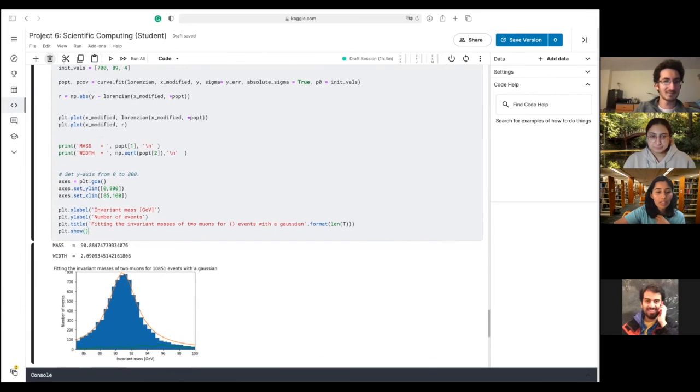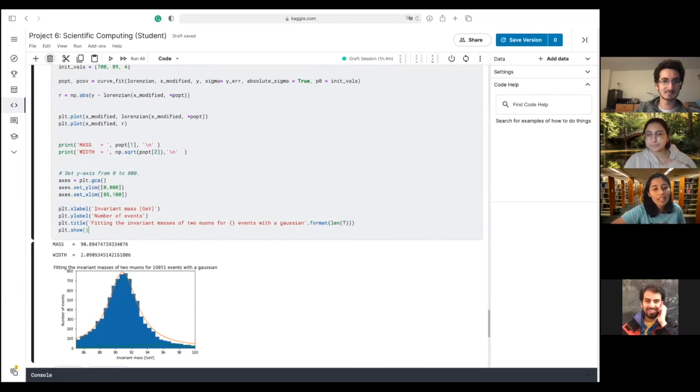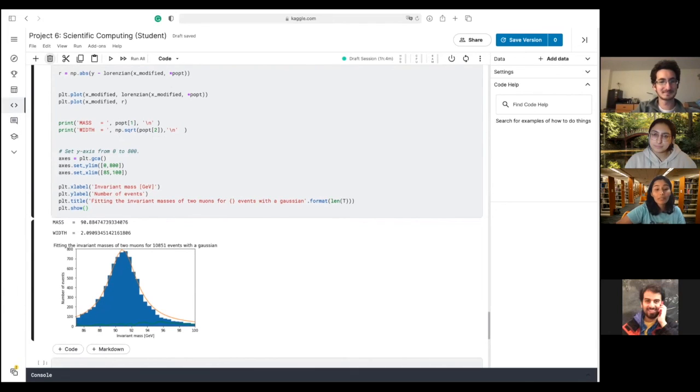Yeah, so with this we get the height and we get the mass and the width. And if we want to really compare it with the actual mass, the real mass of the Z boson is 91.18, which is very close to the mass that we predict from this analysis. So that means with this data, we've actually discovered the mass of the Z boson to be 90.88, which is pretty close to the actual mass.